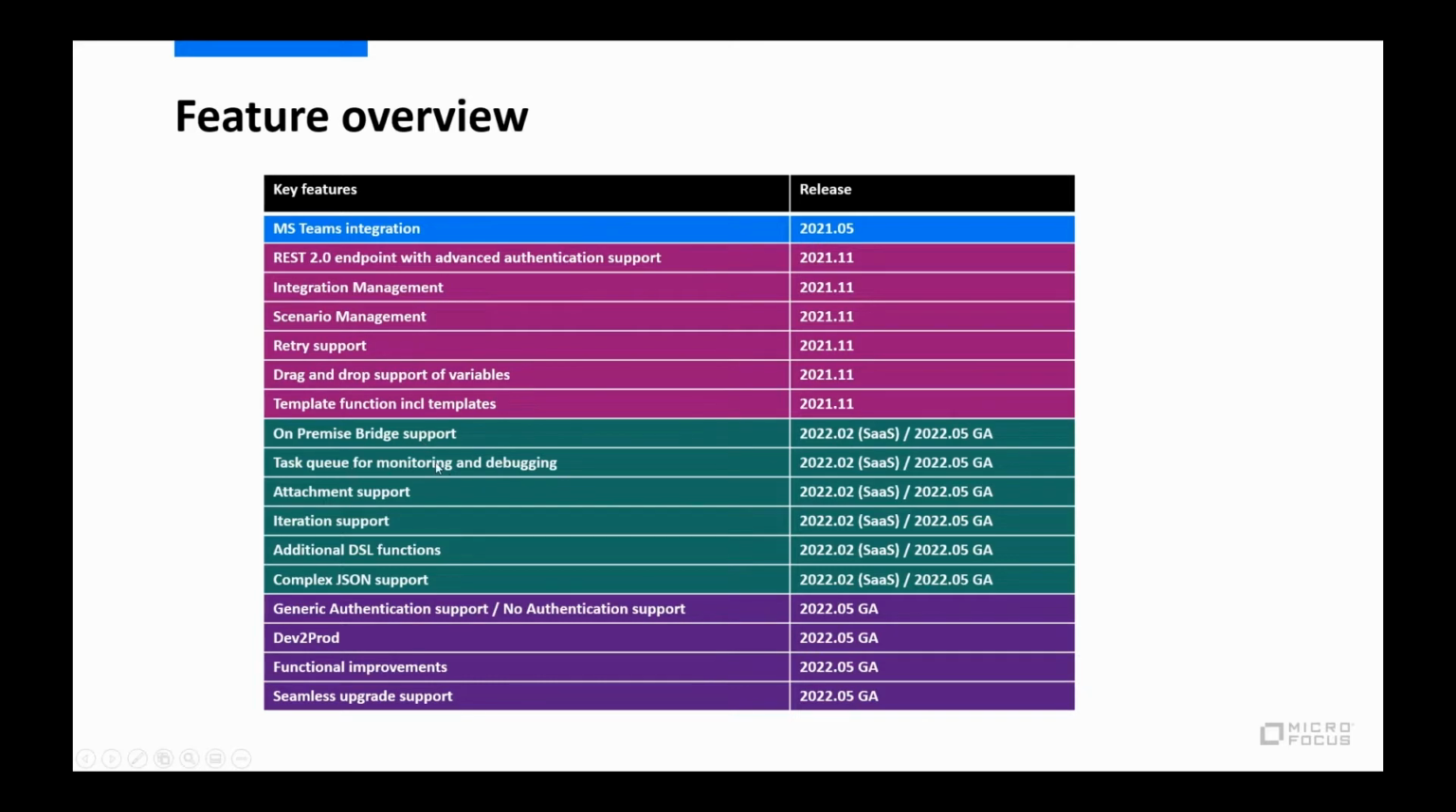We have a task queue for debugging and monitoring purposes, attachment support, iteration support, complex JSON support, and also in the May release, dev to prod and other improvements. So we added really a bunch of functions here to make our integration engine more stable, give additional features and better capabilities to allow more and better integrations to be built.